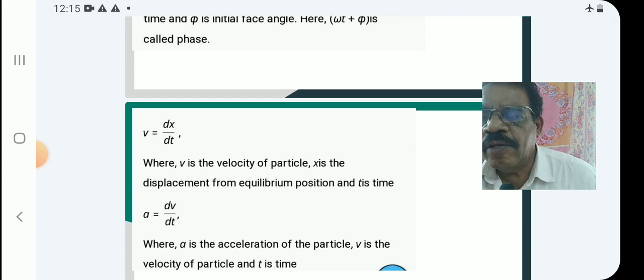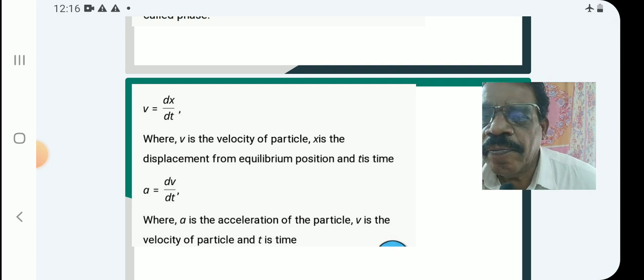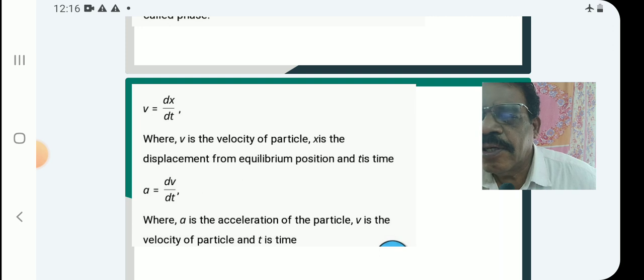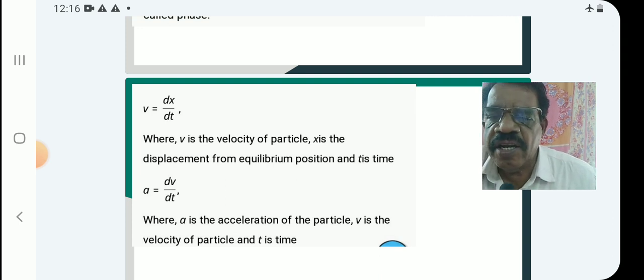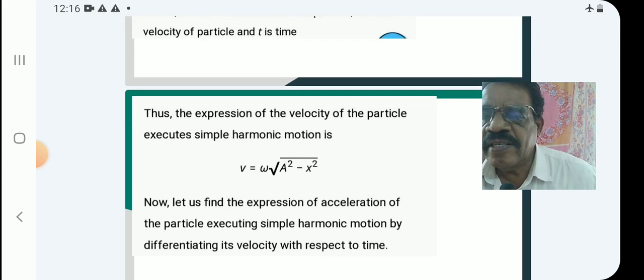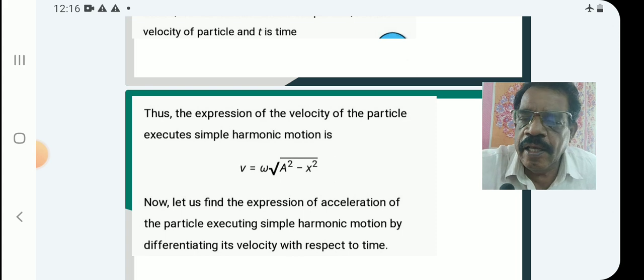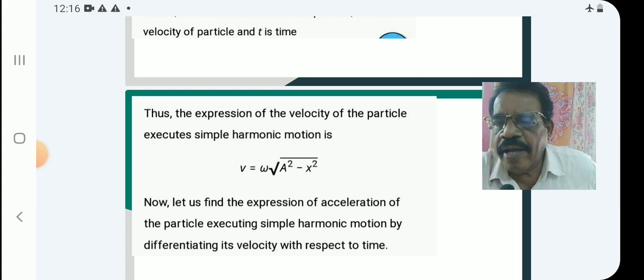Then velocity is dx by dt, where v is the velocity of the particle. x is the displacement from the equilibrium position, and t is time. Acceleration is dv by dt. These are the common equations in differentiation. And from this on differentiation, we can write velocity as omega into root of a square minus x square. Velocity of simple harmonic particle is omega into root of a square minus x square.